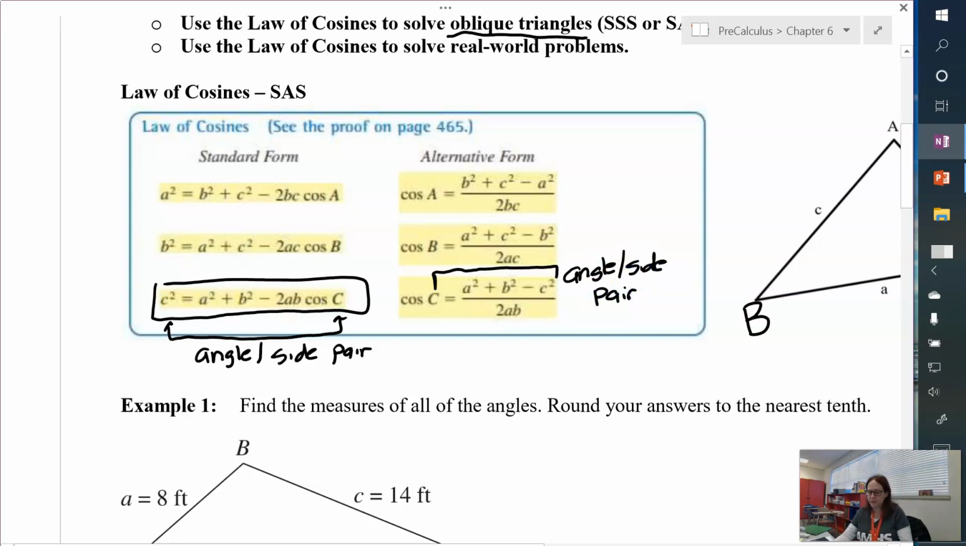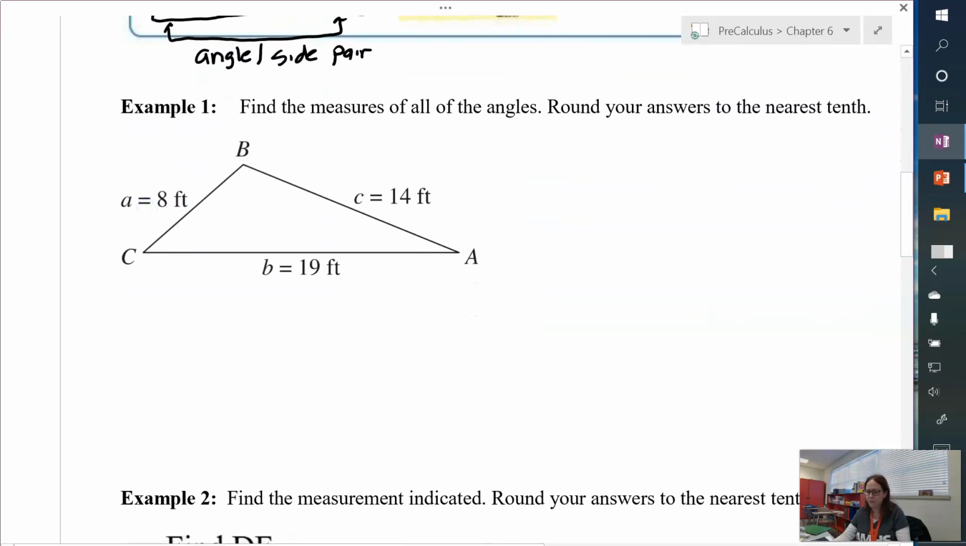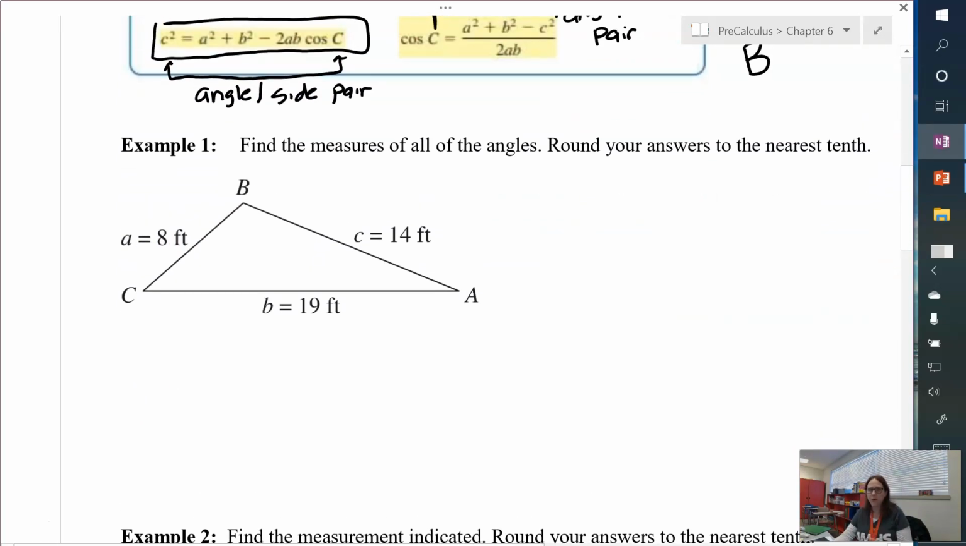So let's get started and do some problems. Here's our first problem. We're given all three sides of a triangle. This is not a right triangle, it is oblique. This is the side, side, side case, and we're asked to find the measures of all of the angles in the triangle. Here's a hint: start with your biggest angle first.